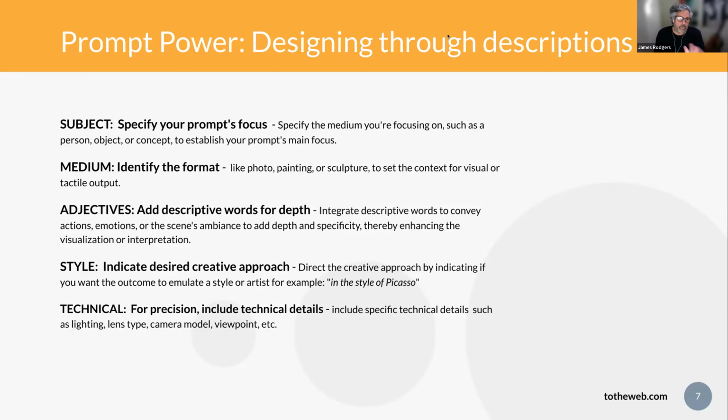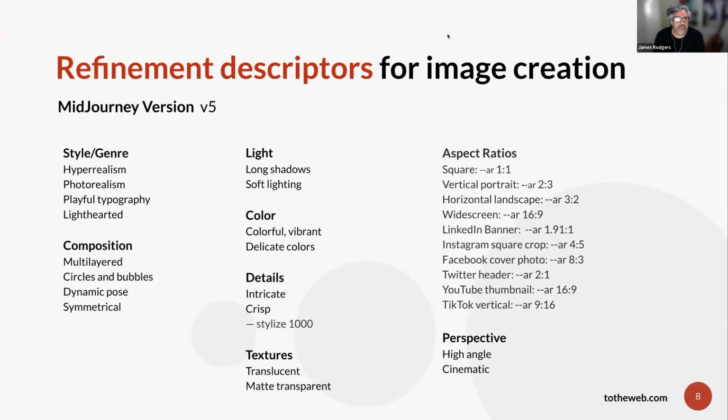Okay, so this is why we put this slide in. Next are descriptions for when you're writing a prompt. These are some of the things you can think about: style and composition. These are examples of words you might use, and you've got a million of them. Light, color, details, intricate, crisp, and specifying different textures.